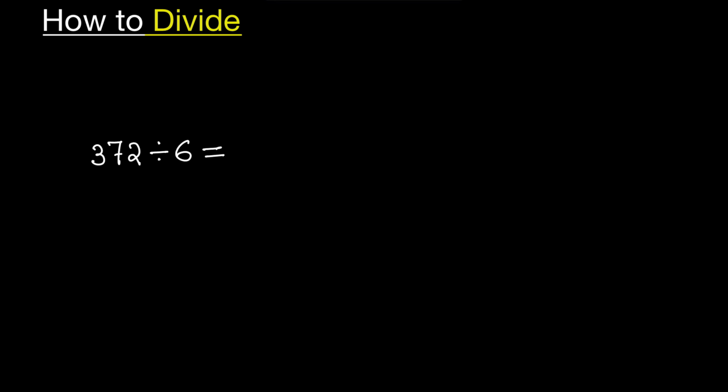Let's learn how we divide the number 372 by 6 using the long division method. As 3 is less than 6, let's consider the number 37. We know that 6 times 6 is equal to 36. Subtract this 36 from 37, we get 1.